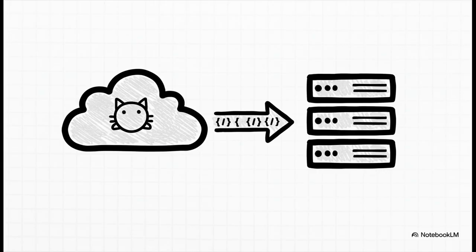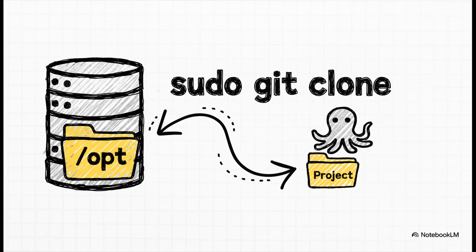Now, it's time to actually get our application's source code. We're going to pull it directly from a GitHub repository right onto the server. So first, we use cd /opt to change into a standard directory for this kind of software. And then, the magic happens. We run sudo git clone and paste in the repository URL. This one command tells the server to reach out to GitHub, download the entire project, and just drop it neatly into a new folder for us.